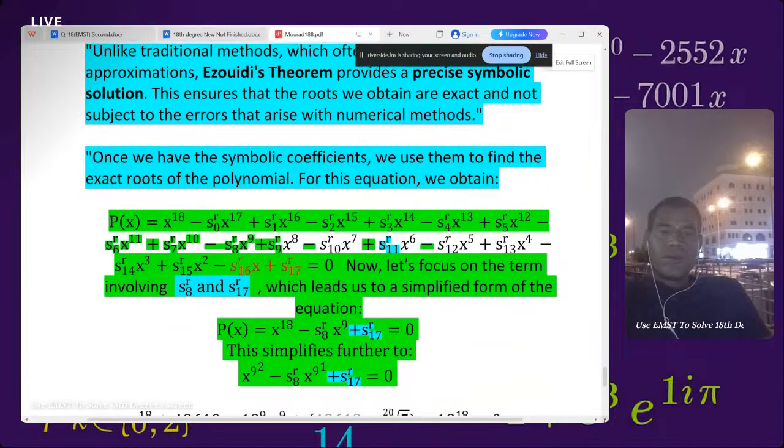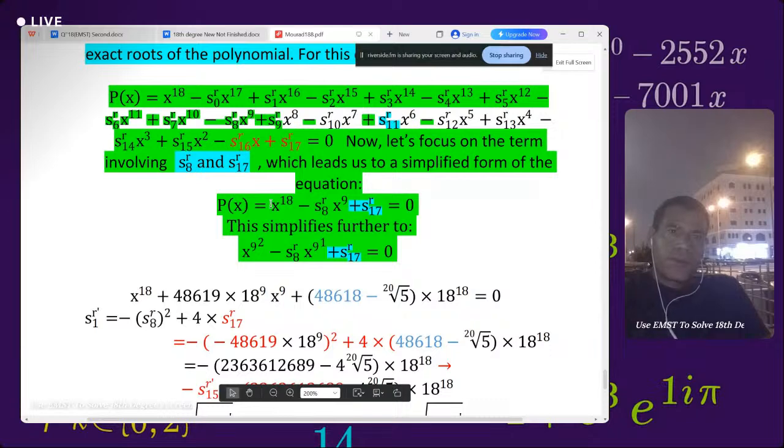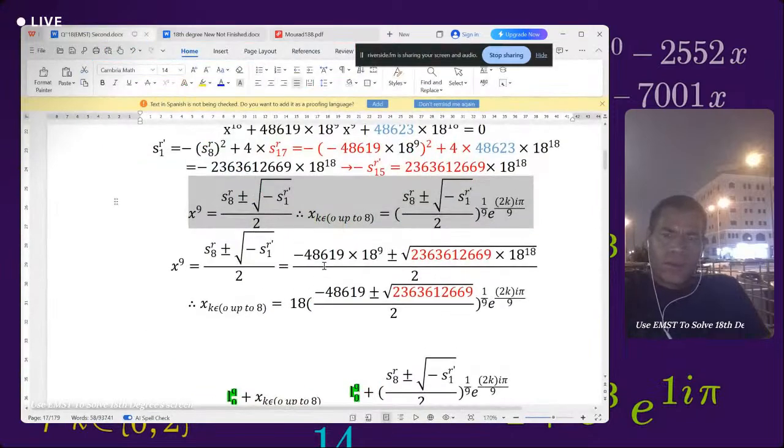Let me look at that. x^18, then a term with x^9, then a constant term, S17R. That looks almost familiar. It should. If you think of y as x^9, then the equation is just y^2 plus S8R y plus S17R equals 0. It's like a quadratic equation, but for x to the power of 9. Precisely. The theorem reveals this hidden structure. It transforms the problem into something much, much simpler to solve.